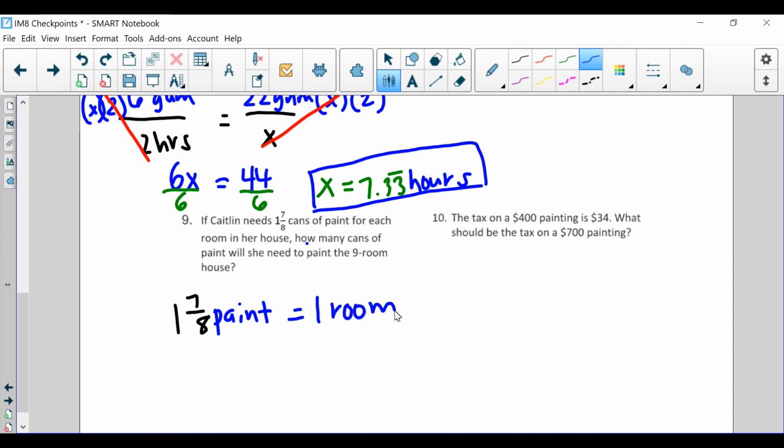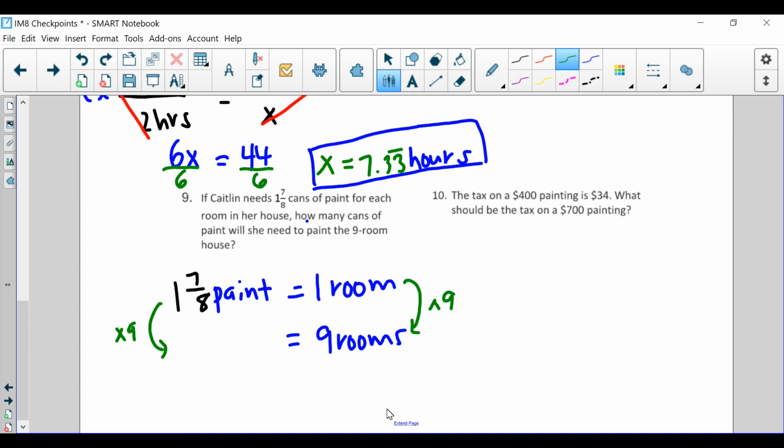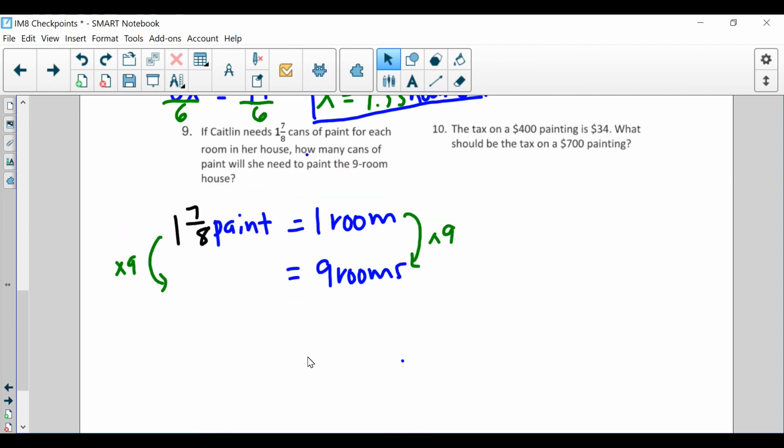And we want to know, how are we going to get 9 rooms? Well, what do we do here? How does 1 become 9? Well, we multiply by 9. What we do to one, we do to the other. Now, I will tell you, you can write it like that, but a suggestion is it's hard to multiply that number by 9, 1 and 7/8 by 9.